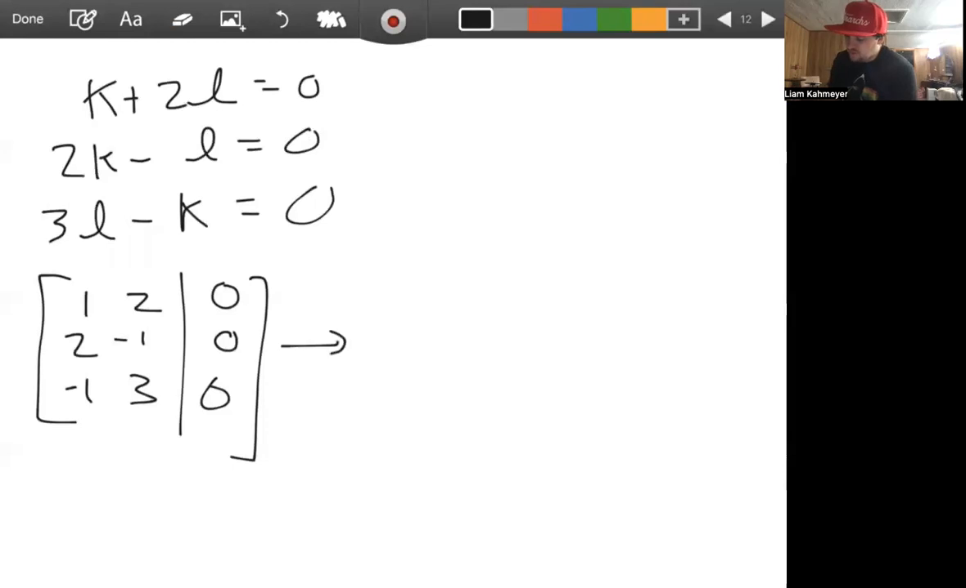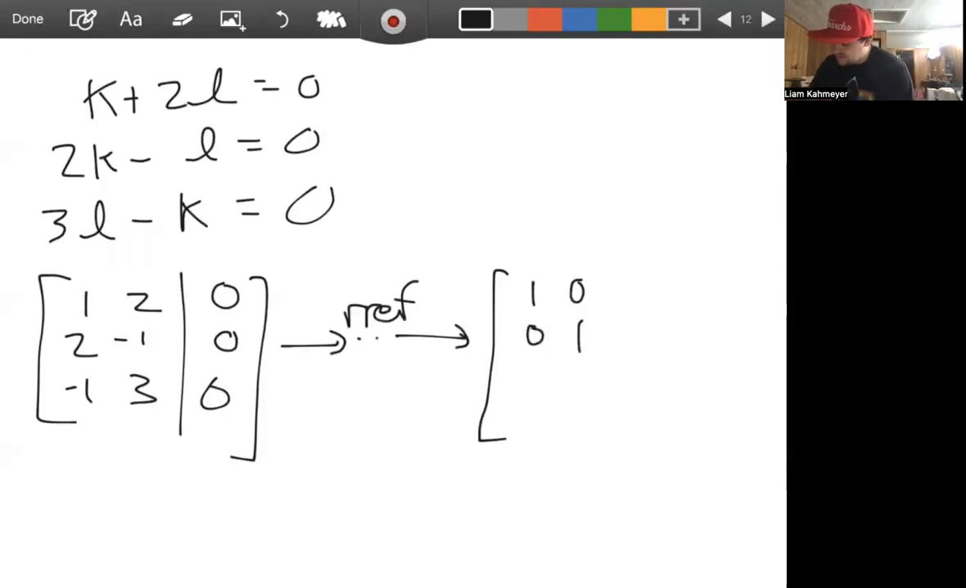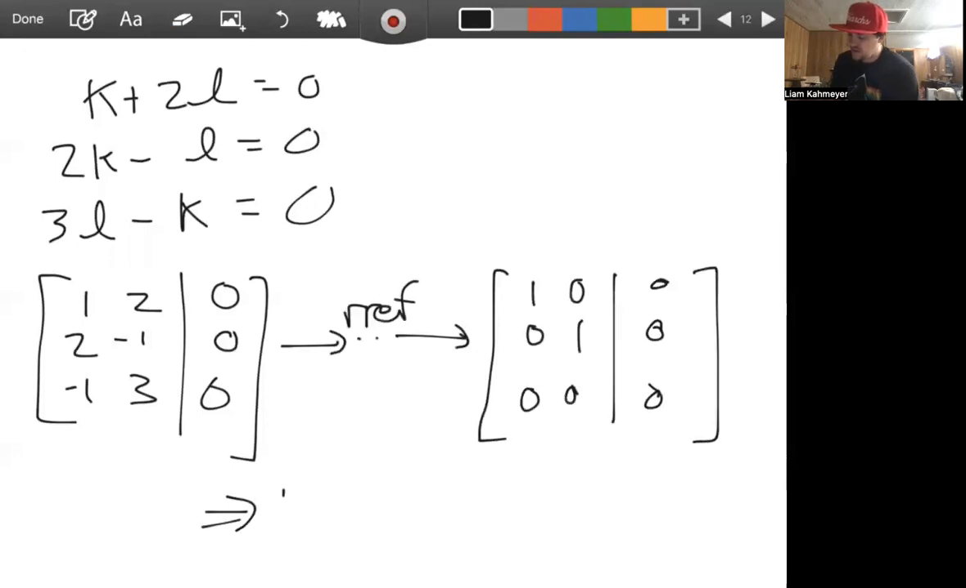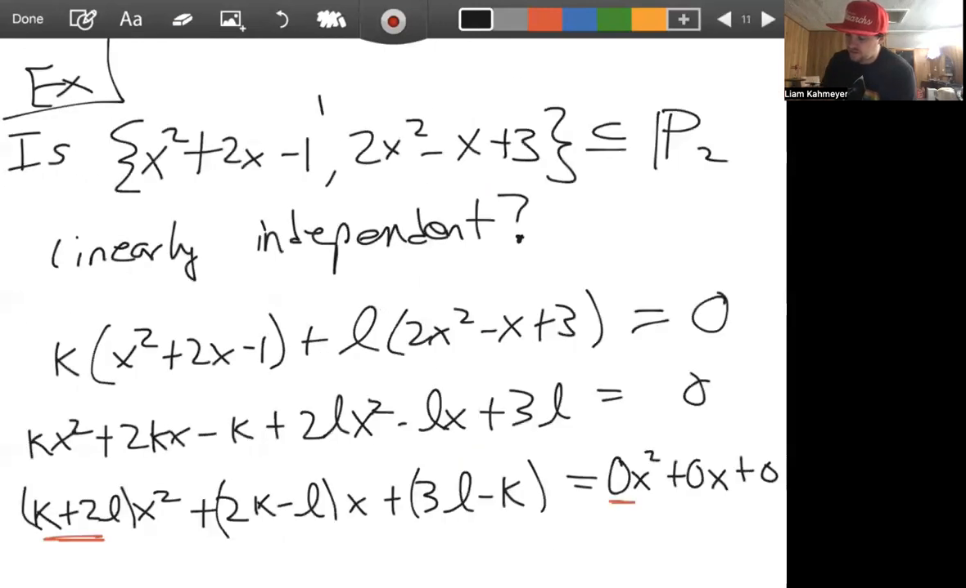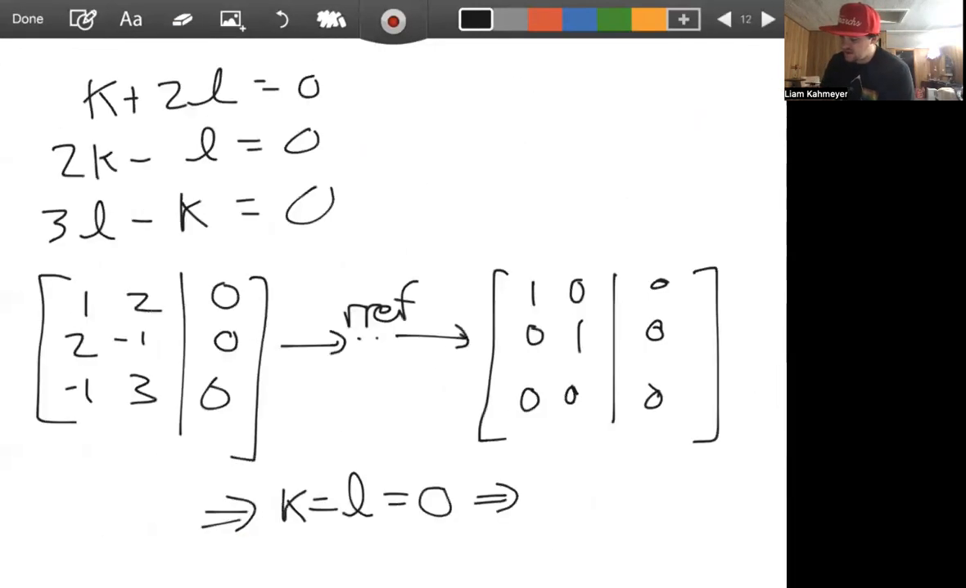But we put this in reduced row echelon form, and as an exercise for you, I get 1, 0, 0, 1, 0, 0, 0, 0, 0, which implies K equals L equals 0, which implies that the given set, let me call it S so I don't have to rewrite it, this set S is linearly independent. Cool.